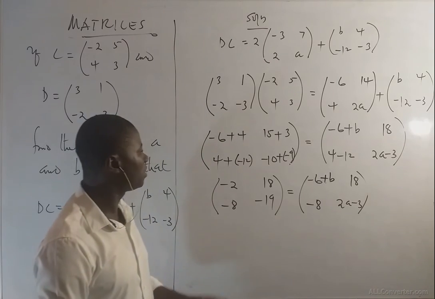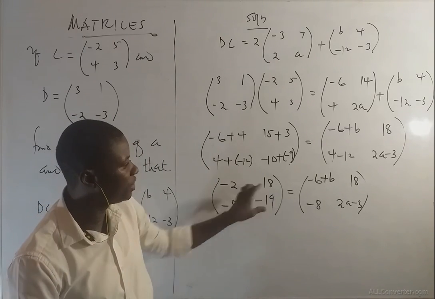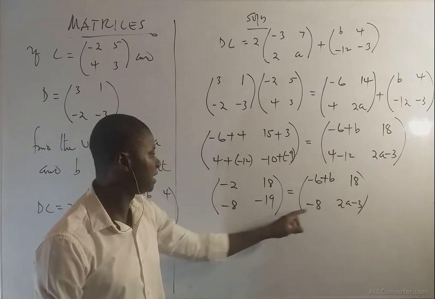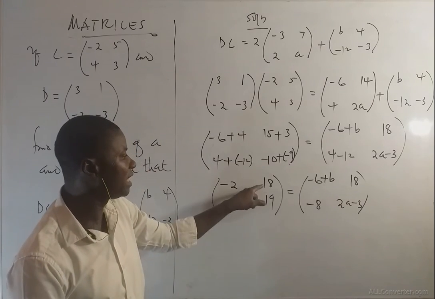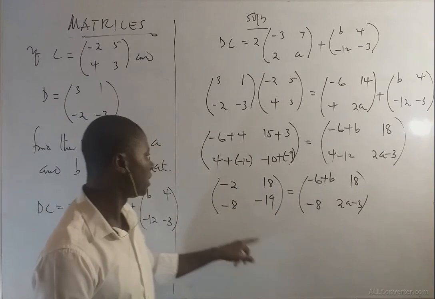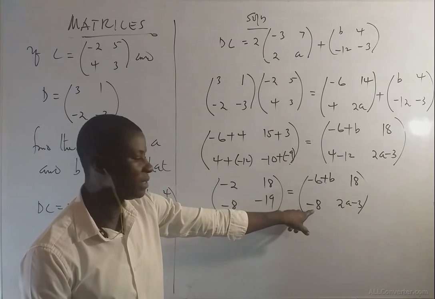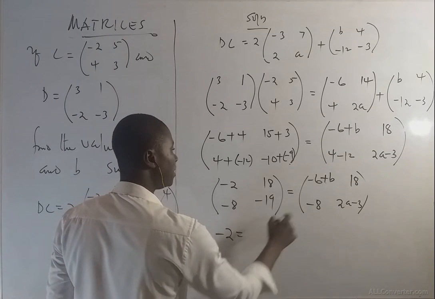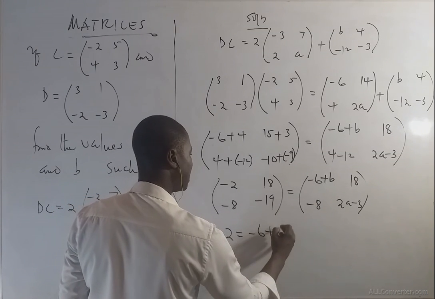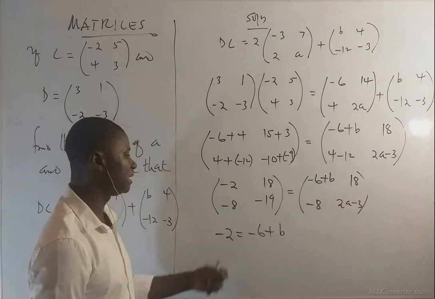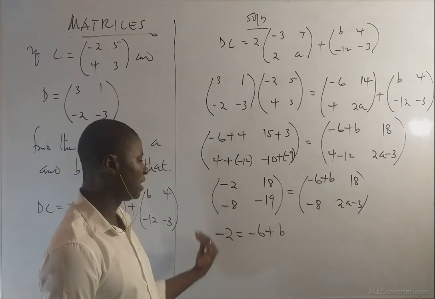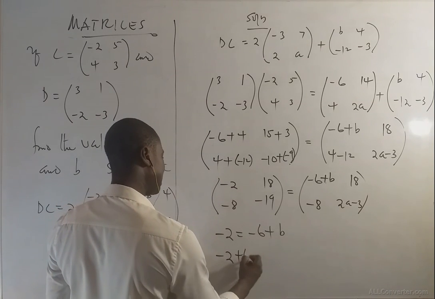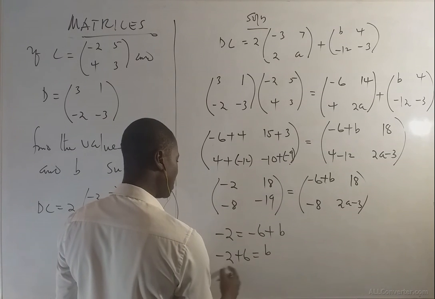That's right. Now you realize that because there is equality between the two, the first element can be equated to the first, the second to the second, the third to the third, and the fourth to the fourth. Realize that the second element 18 is the same as the second element 18 here. Then the third element minus 8 is the same as the element minus 8 here. So we can now equate minus 2, that's the first element, to the first element here, minus 6 plus b. And now when we look at this, we can group the constants on the left hand side so that we have b on the right hand side. So we have minus 2, minus 6 becomes plus 6 on the left hand side, is equal to b. And minus 2 plus 6 is 4.